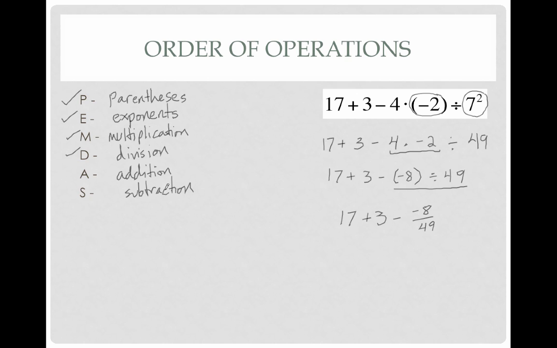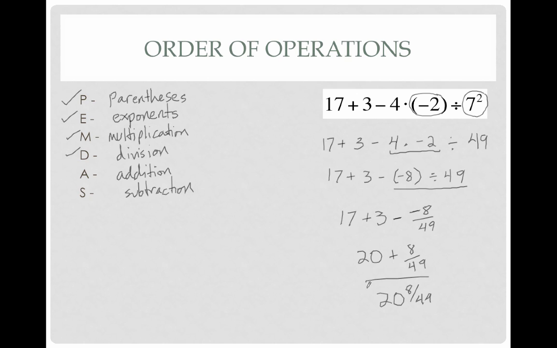Now the last part is addition and subtraction. Left to right, 17 plus 3 is 20. Minus negative that fraction, two negatives actually change it into plus 8 49ths. And I can put it finally together like this: 20 and 8 49ths.